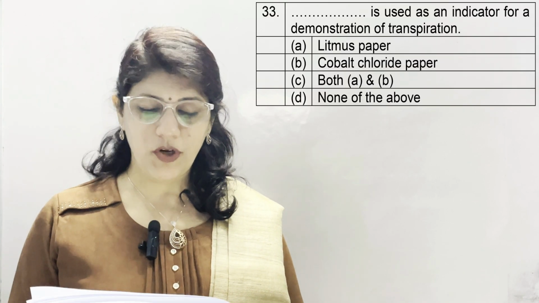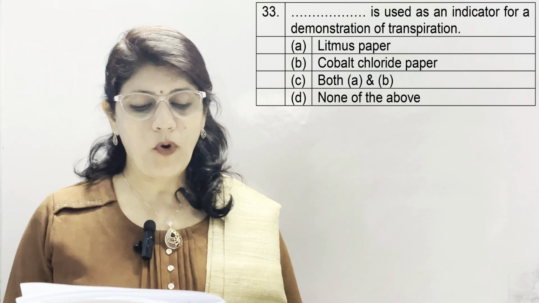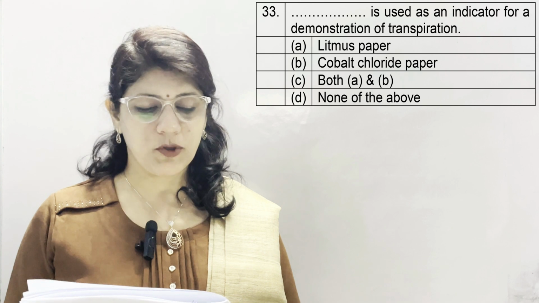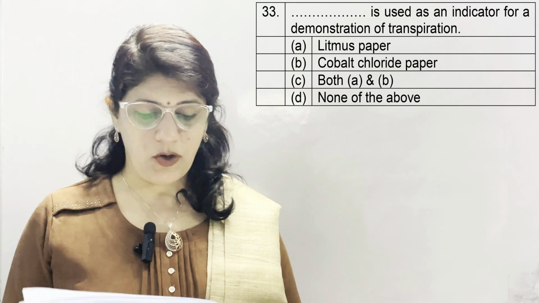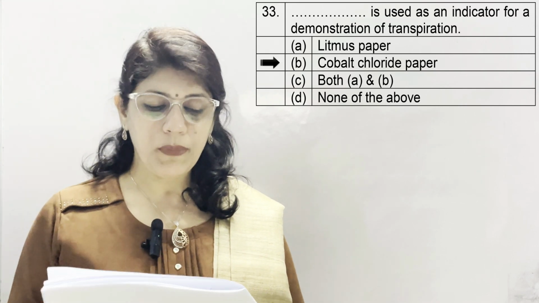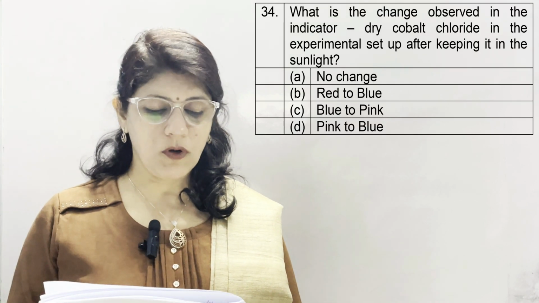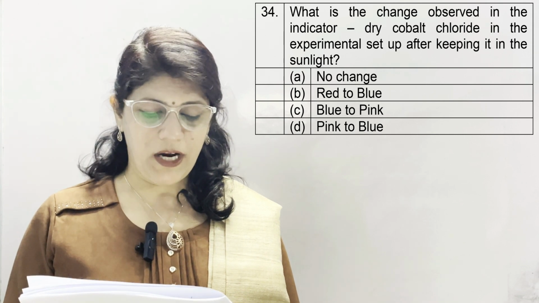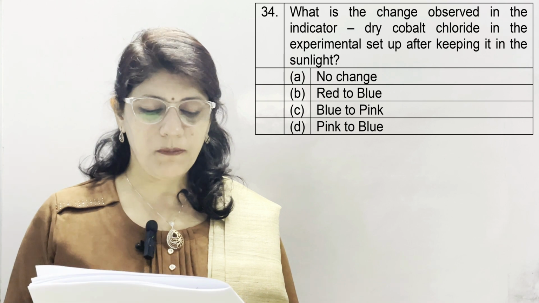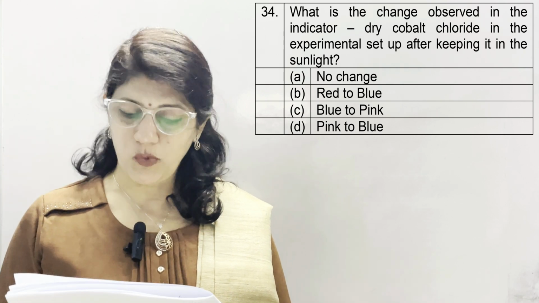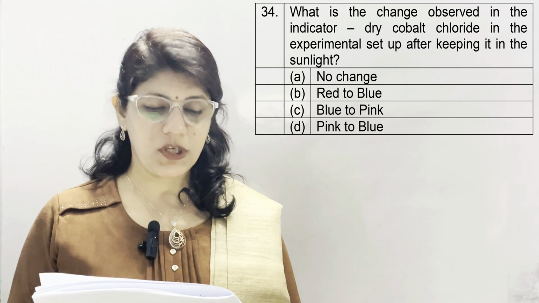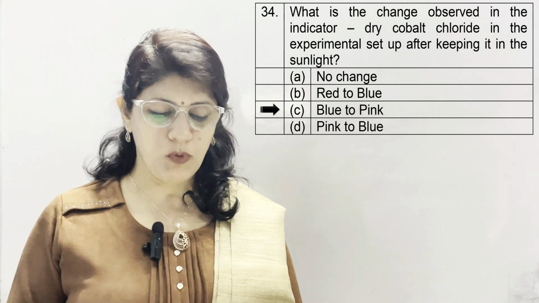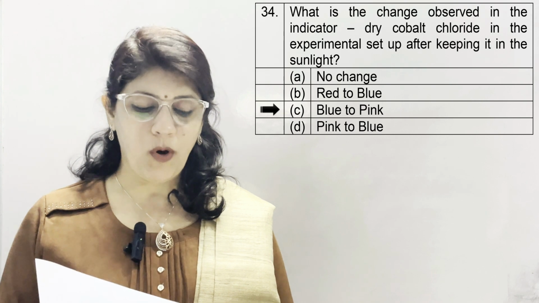In question number 33, dash is used as an indicator for a demonstration of transpiration. A option is litmus paper, B cobalt chloride paper, C both A and B, and D none of the above. Correct option is B, cobalt chloride paper. Question 34, what is the change observed in the indicator dry cobalt chloride paper in experimental setup after keeping it in the sunlight? A option no change, B red to blue, C blue to pink and D pink to blue. And the correct option is blue to pink. Its color changes from blue to pink when it becomes moist from dry.